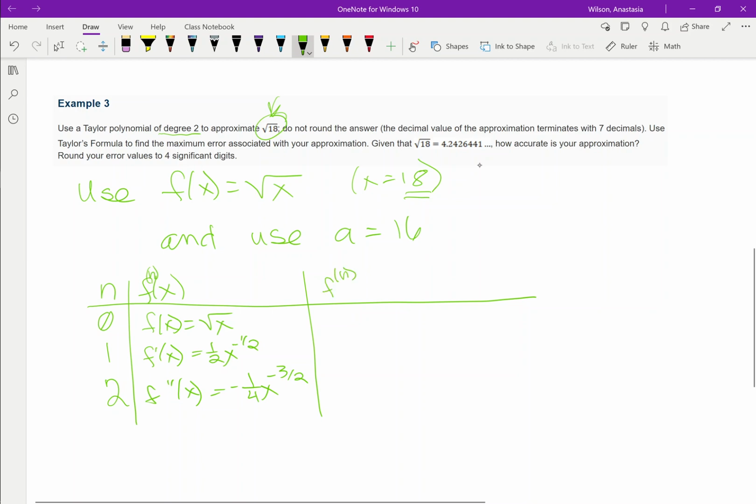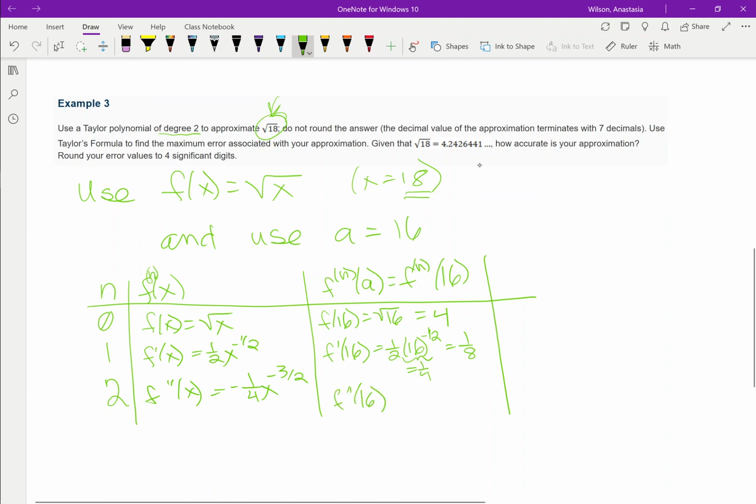Next, we need to evaluate our derivatives at our center a, which in this case we have chosen to be 16. So f of 16, the square root of 16, is simply 4. F prime of 16 is going to be 1/2 times 16 to the negative 1/2. That means we're going to have a square root in the denominator, so we're going to have a 1/4 here, and that times 1/2 gives us 1/8.